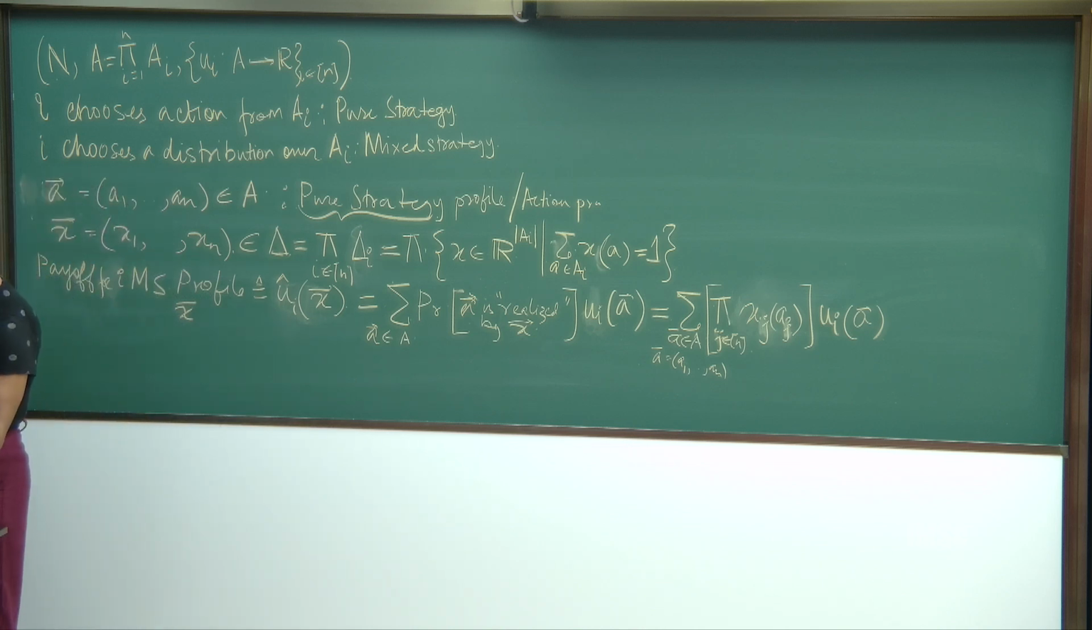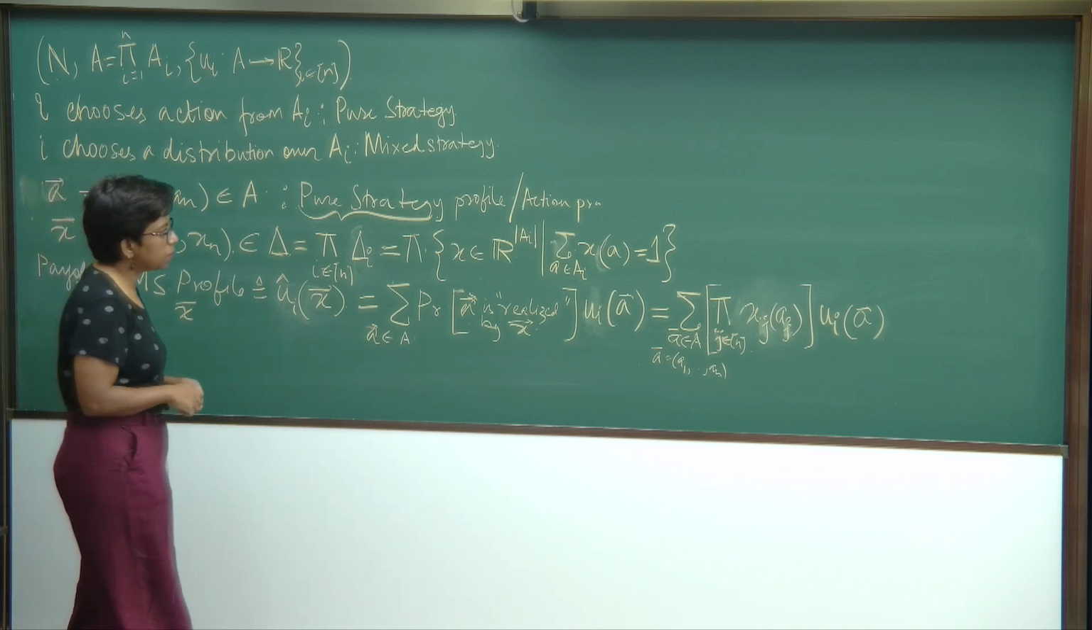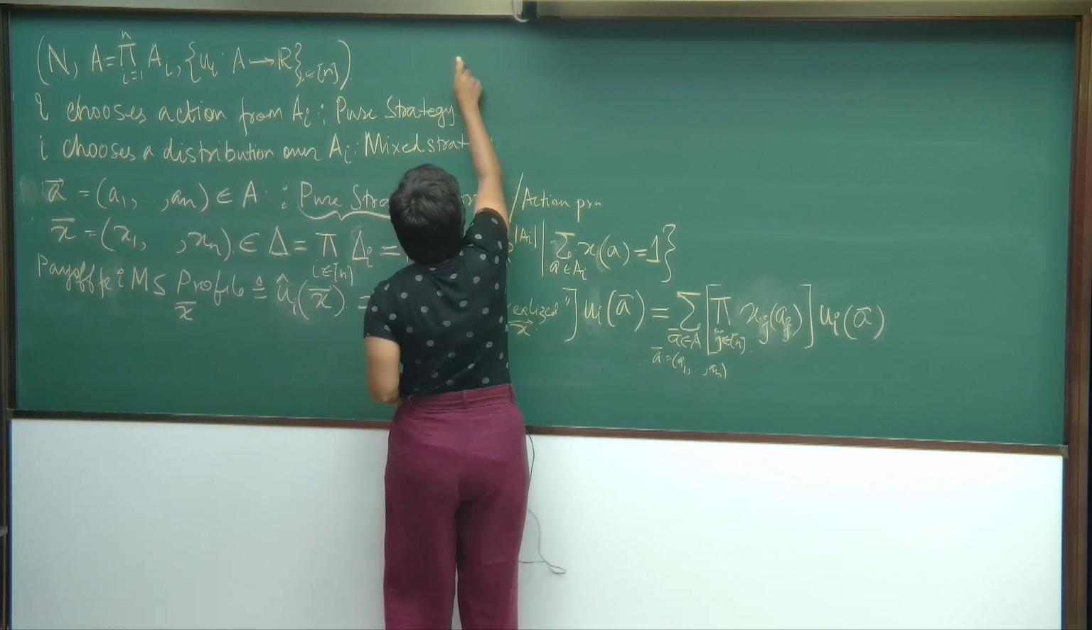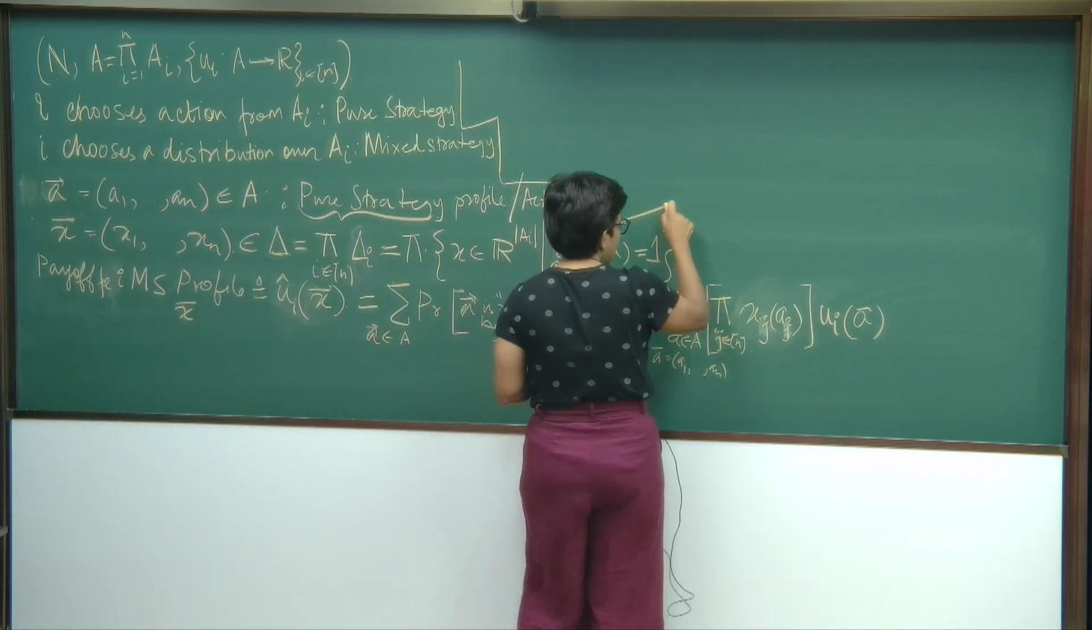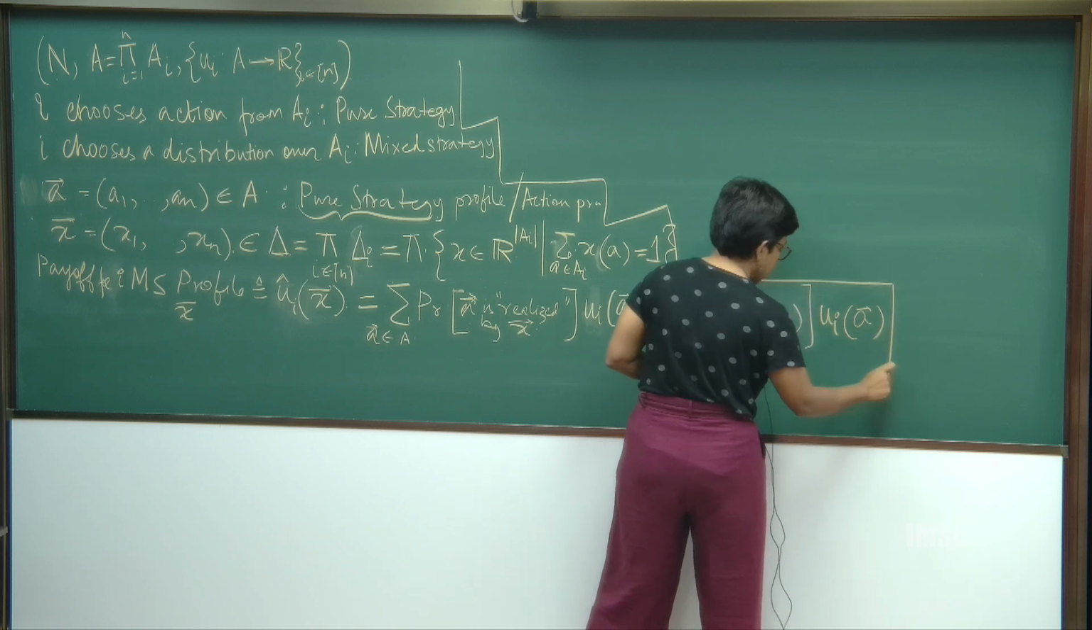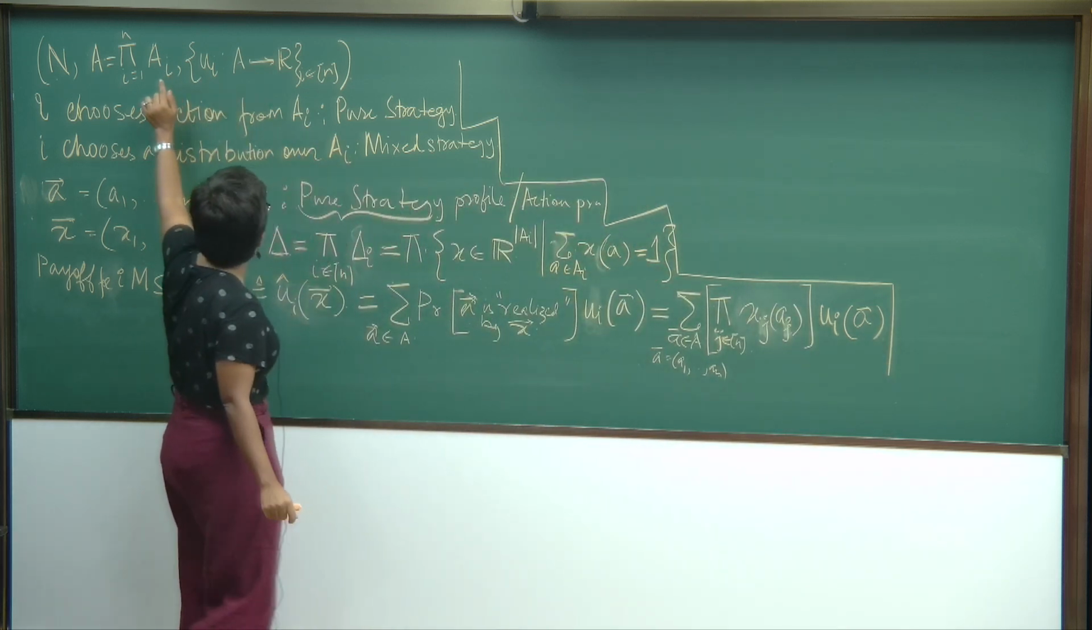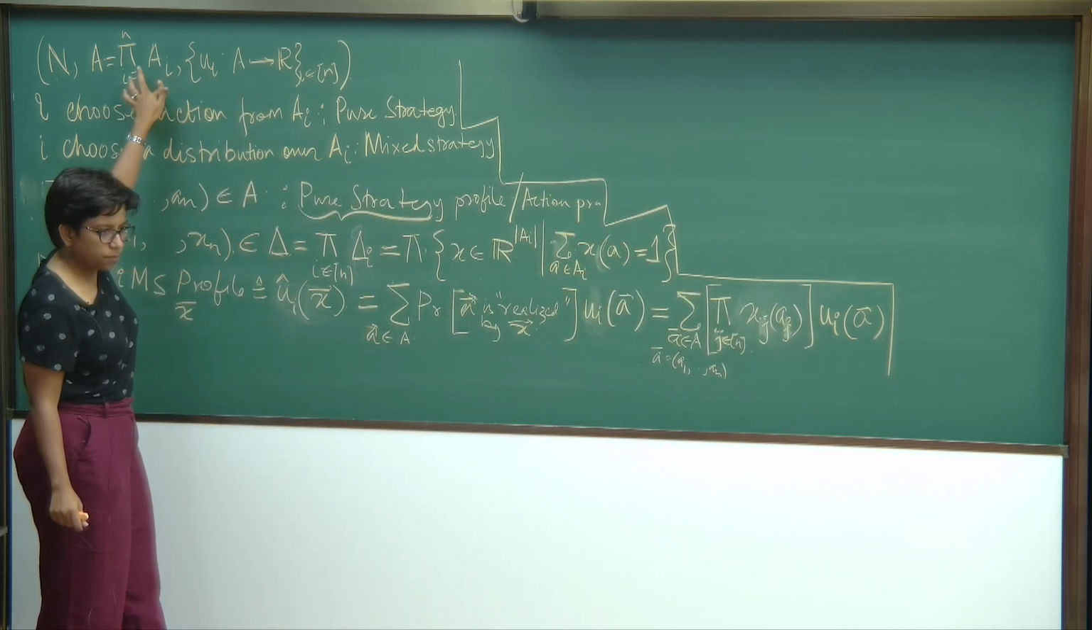So, we ended yesterday's class with a proof of Nash's theorem, which said that for a finite game, a Nash equilibrium always exists. A finite game means finite players and finite strategy space, finite action space. This A_i set is finite.